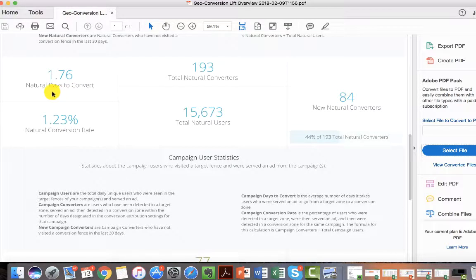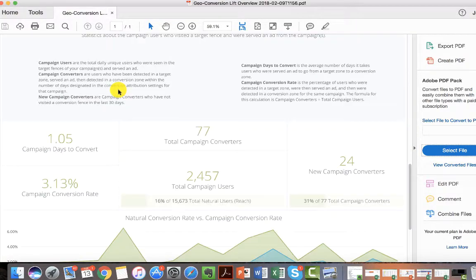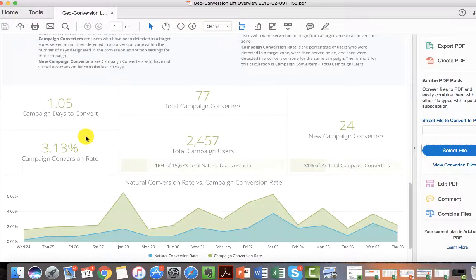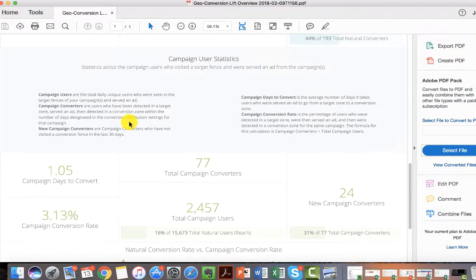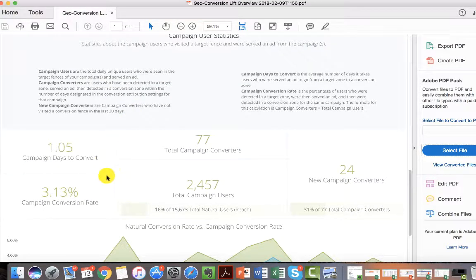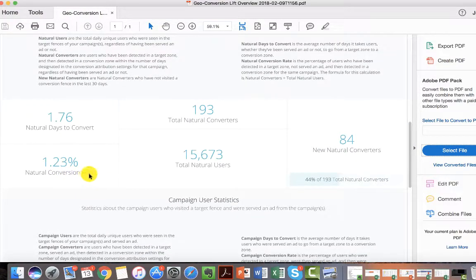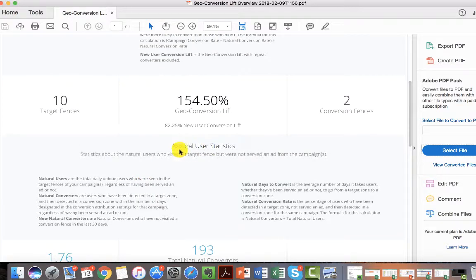One other thing I wanted to mention is natural days to convert. This shows you that it's taking about 1.76 days on average for someone that doesn't see the ad at all or doesn't see any advertising to go to the client's location. Whereas with this campaign, when they utilize some of our advertising, it takes them something closer to one day, essentially. And so what the platform is doing is making a comparison between what our conversion rate is and what the natural conversion rate is. And between those two, that's where we get our Geo Conversion Lift.